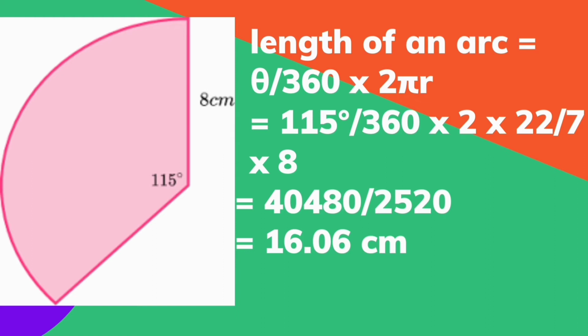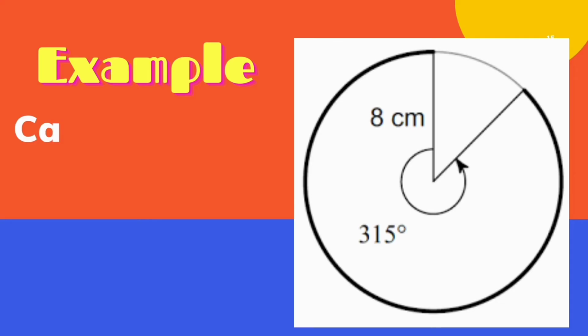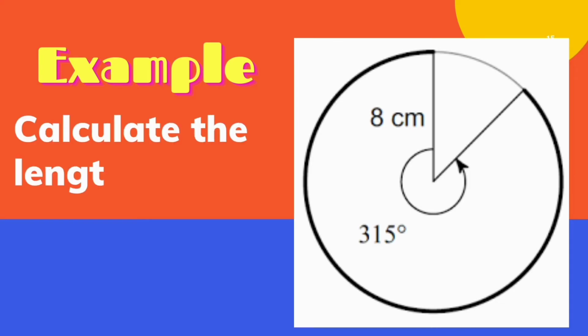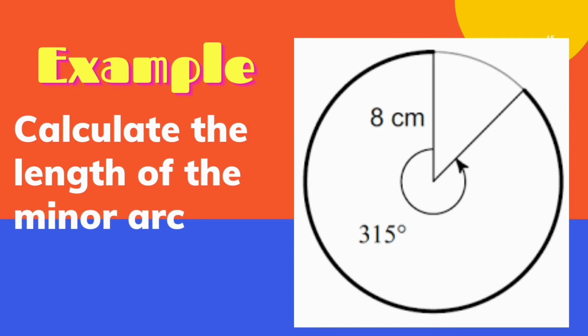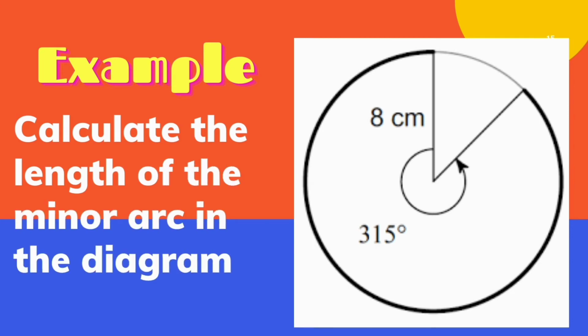And so when you evaluate, you multiply all the numerators, you have 40,480. Evaluating, you have 16.06 as the answer.